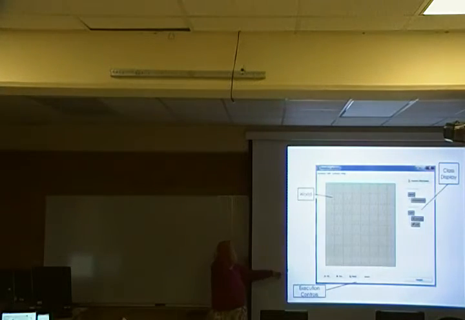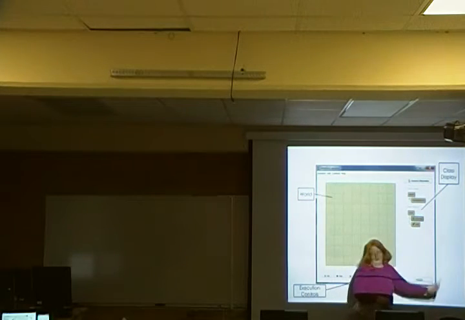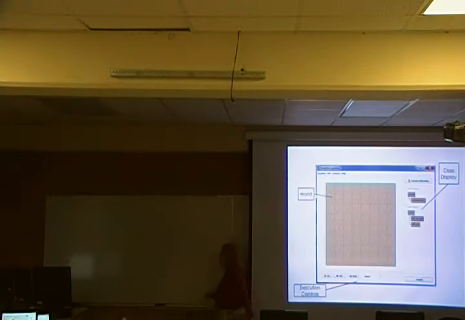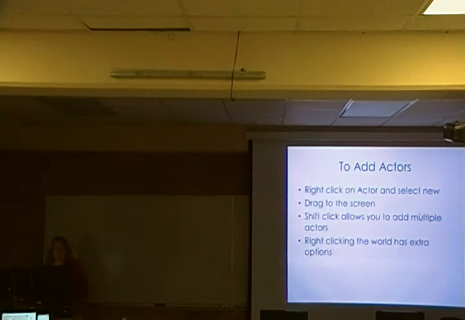Okay, so this is how we run things. And then these are the actors that we have in our world. So we have, this is a world of wombats that eat eucalyptus leaves. Okay?